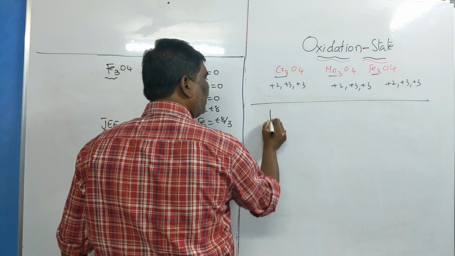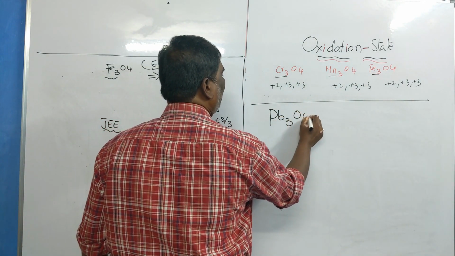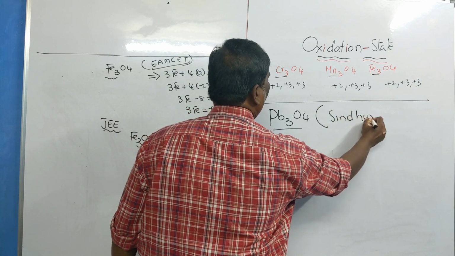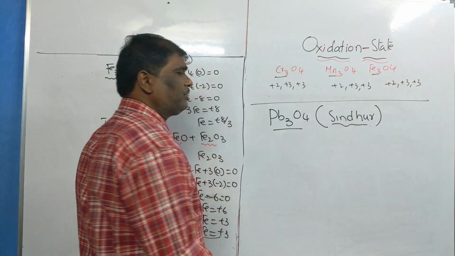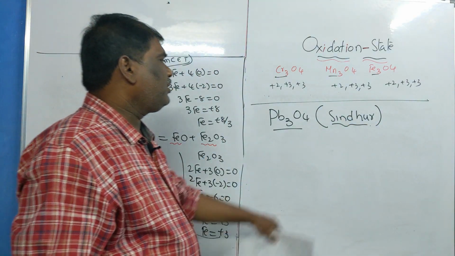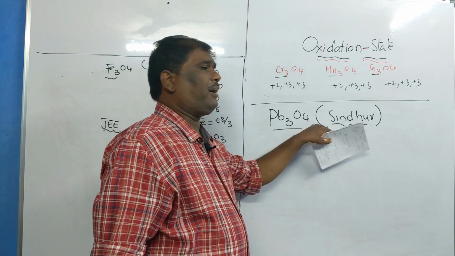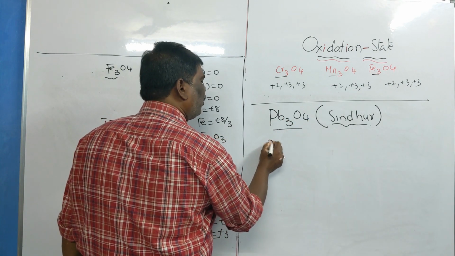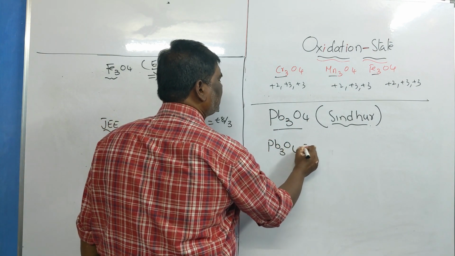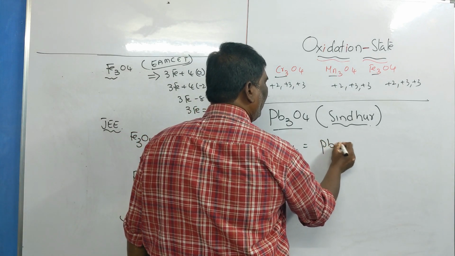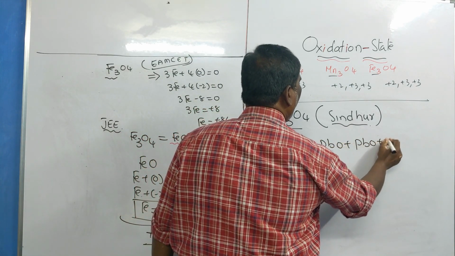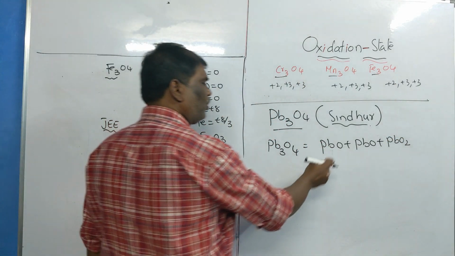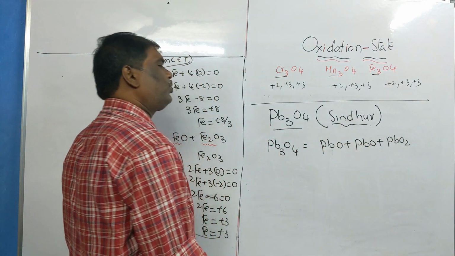Pb3O4 is chemically triled tetraoxide. This is commonly known as Sindhur. Generally Marwadis, on marriage, ladies put Sindhur on the forehead. Sindhur is chemically triled tetraoxide. Now Pb3O4 is the mixed oxide of PbO, another PbO, and PbO2. This contains 2 PbO oxides and 1 PbO2 oxide.